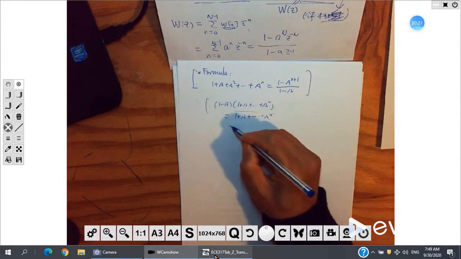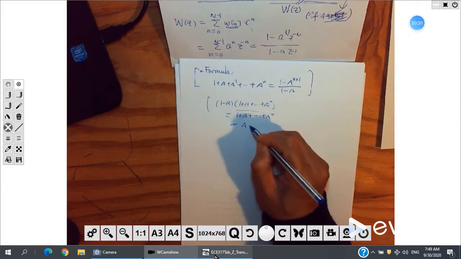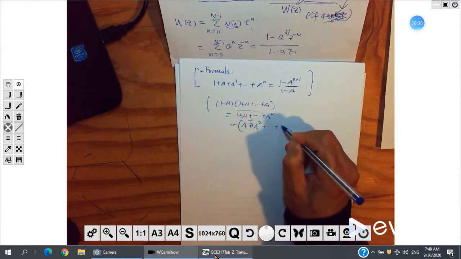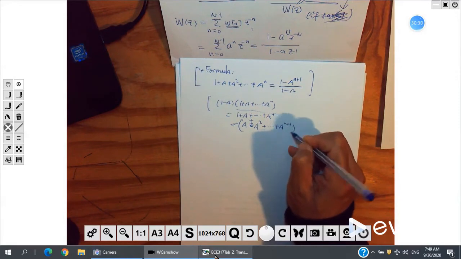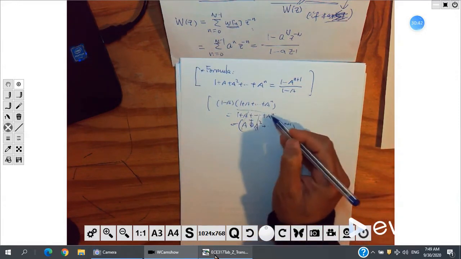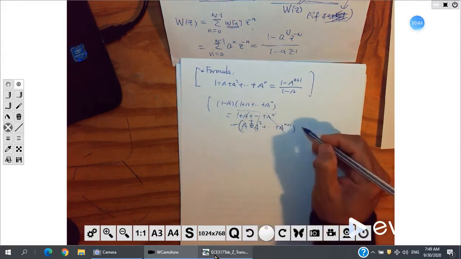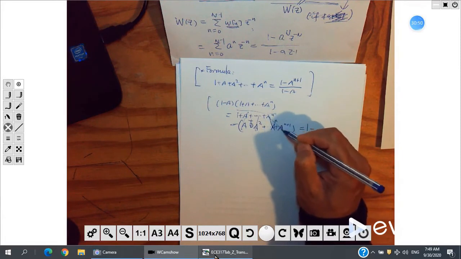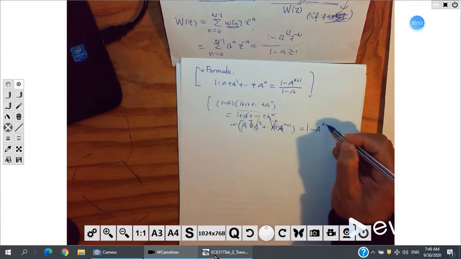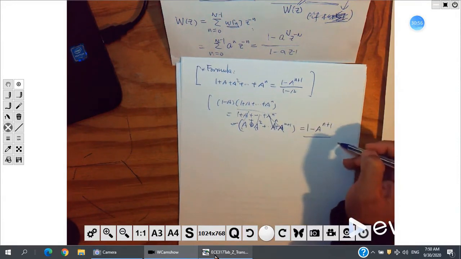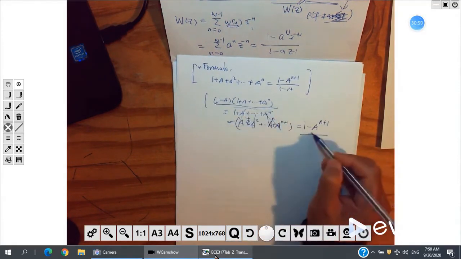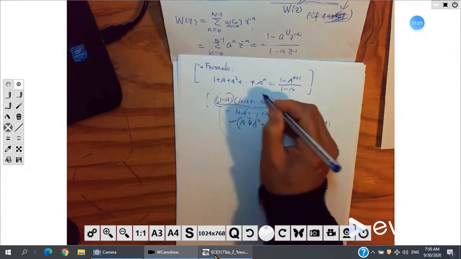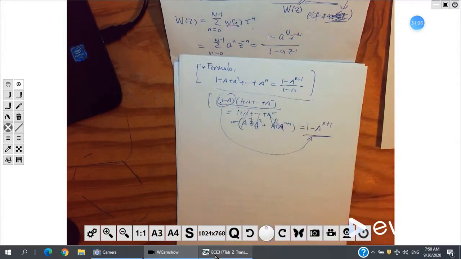This will be 1 times all of these, and minus a times all of them. So it's a, a squared, until a to the n plus 1. Then all these terms cancel, the plus and the minus. So the result is 1 minus a to the n plus 1. So you multiply these two together, you get this one. Then you divide to the other side, and you get this one, right? Okay.